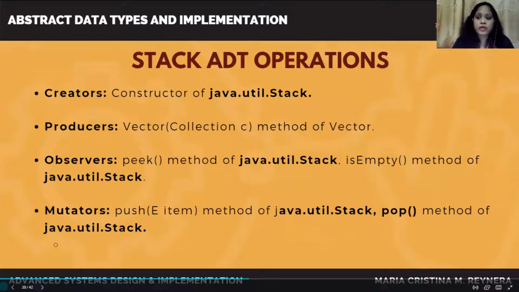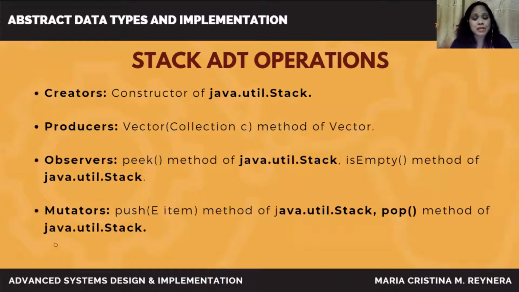So what are the operations for the stack ADT? As you can see, it's almost the same as the list ADT. However, we are now using the stack operators. And of course, we're also using the methods of vectors, but we still have the creators, producers, observers, and mutators. So you might ask, where can we use it, or can we translate it into a real life application?